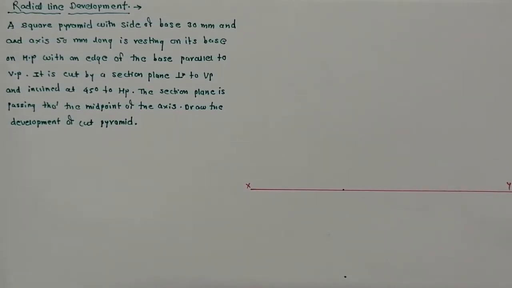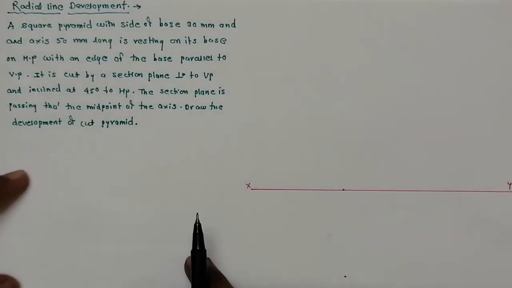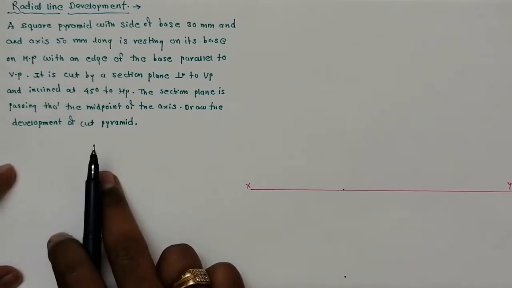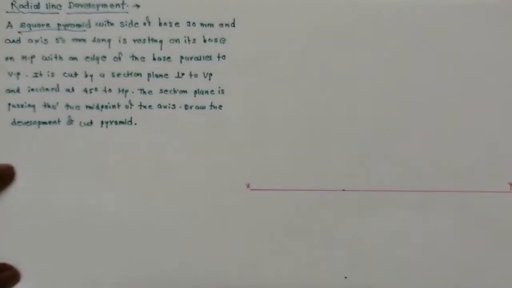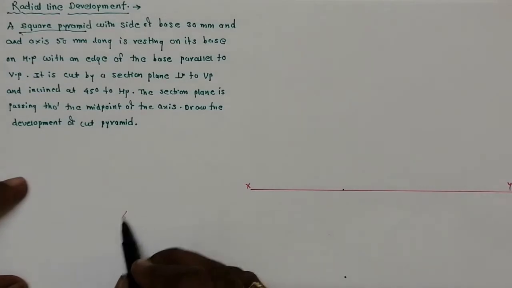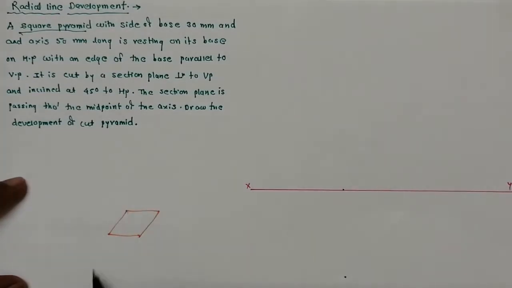We are discussing the Radial Line Development Method and we have solved the problems on cone, hexagonal pyramid and pentagonal pyramid in previous video lectures. Now we will take the problems on the square pyramid. The square pyramid is something like this. So the true shape is the square.